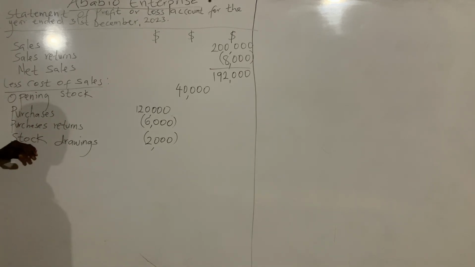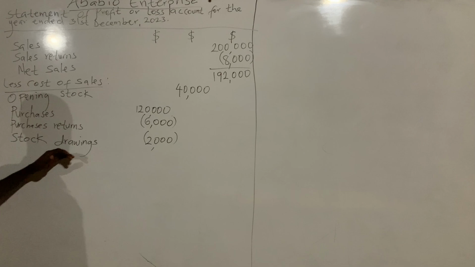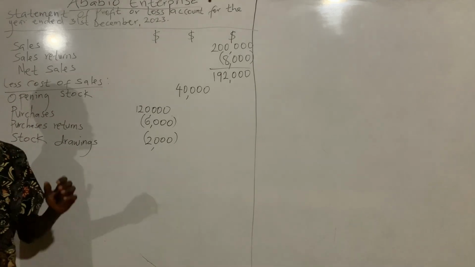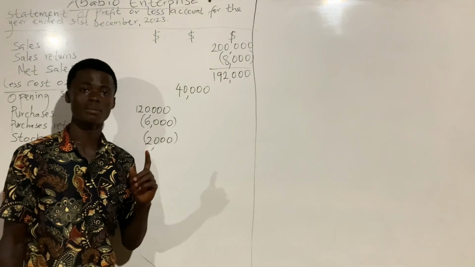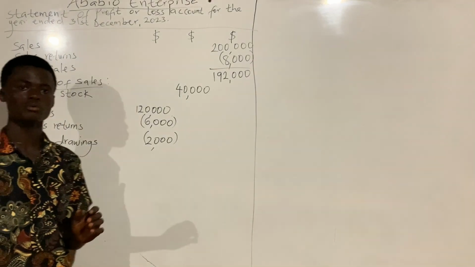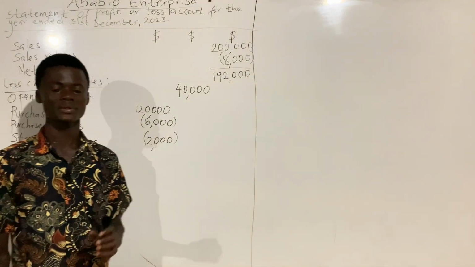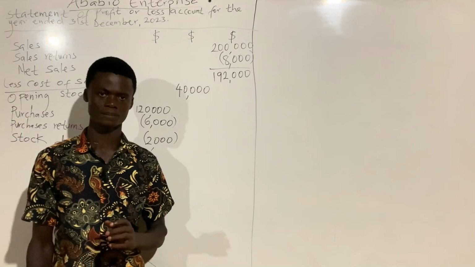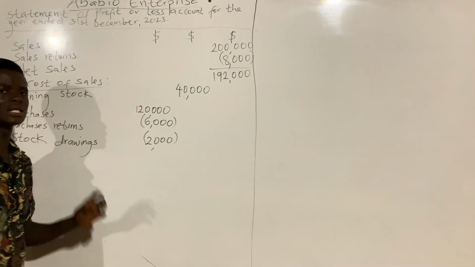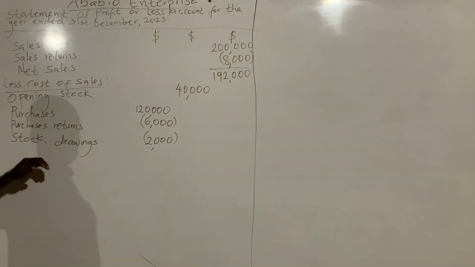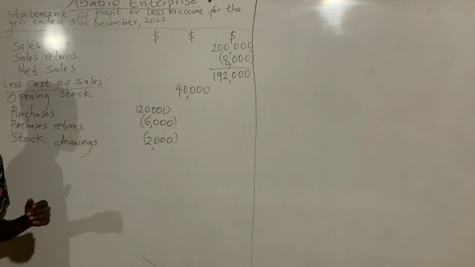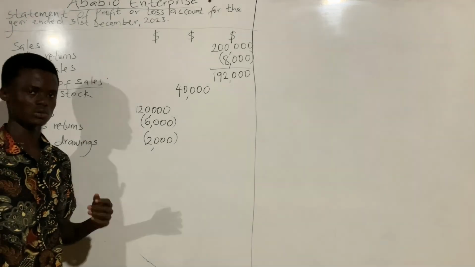So after treating the stock drawings here, the second treatment of this stock drawings is that it will be added to drawings on the trial balance, if any, and the total drawings figure will be subtracted from capital in the statement of financial position. But if there is no drawings in the trial balance, then these drawings will be the amount that will be subtracted from capital in the balance sheet or statement of financial position.